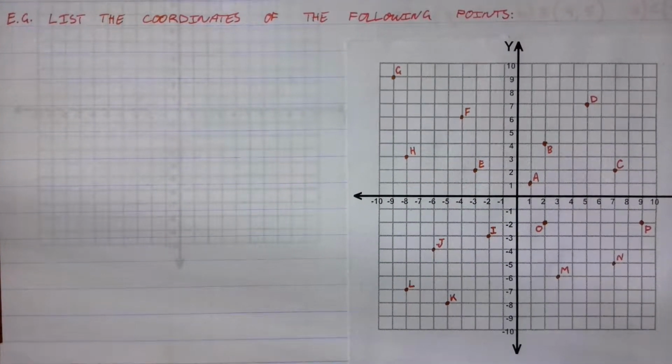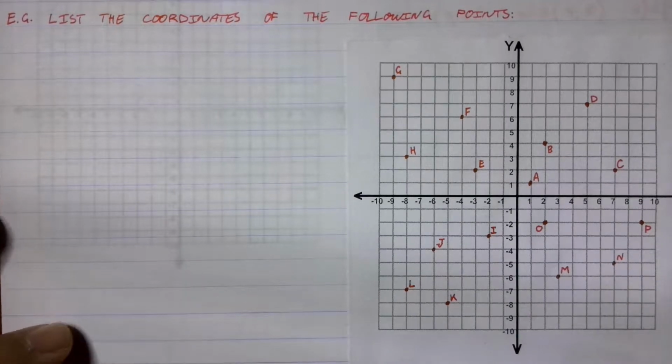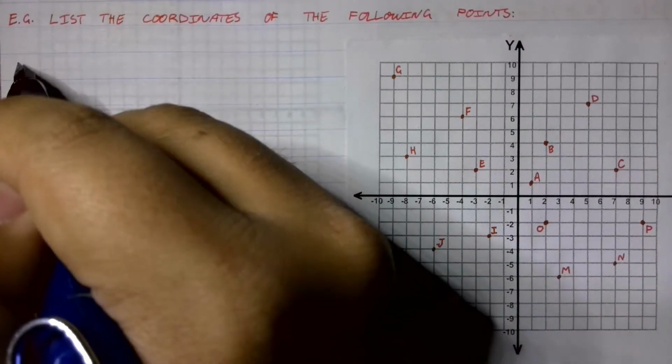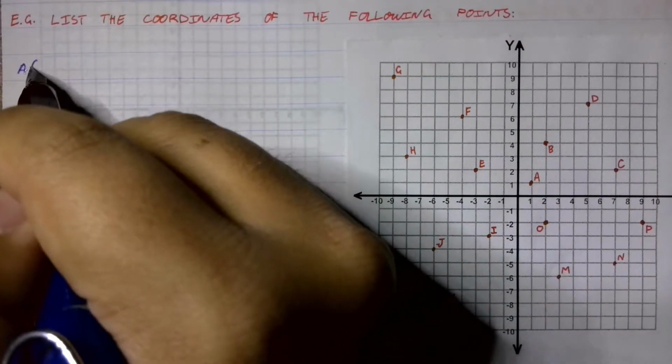Here I have a whole heap of coordinates, and what we're tasked to do is find the coordinates of all the points. We're going to go in alphabetical order. Let's begin with the letter A. So it's going to be A, bracket.